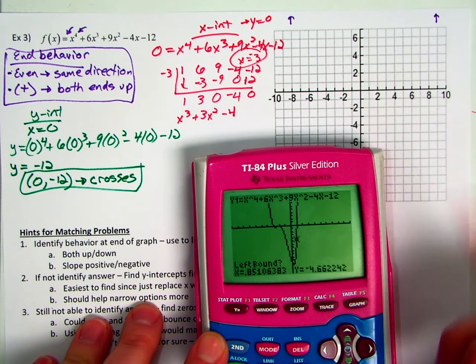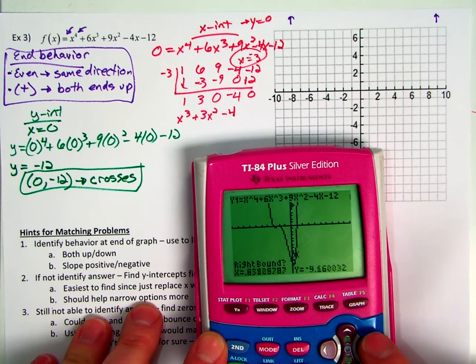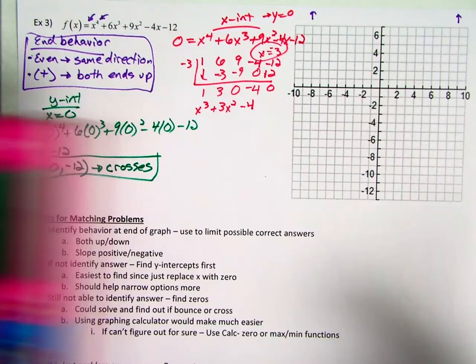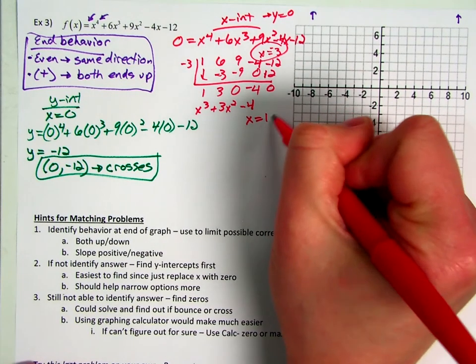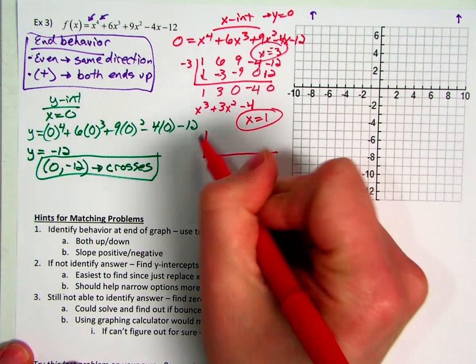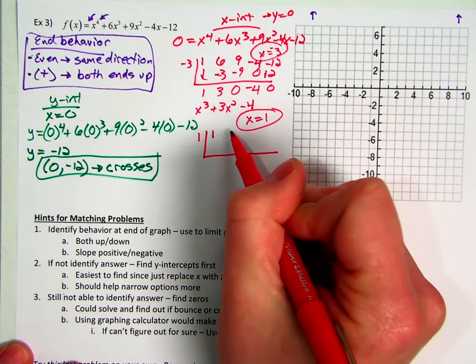Okay, so I think that my x-intercept is here. So right now I'm to the left of it. Now I can go over, and now I'm to the right of it. And this is an x-intercept of 1, so x equals 1. So now I know x equals 1 is another solution, and I can go ahead and do synthetic division with 1 as my solution. So x to the 3rd is 1, x squared is 3.